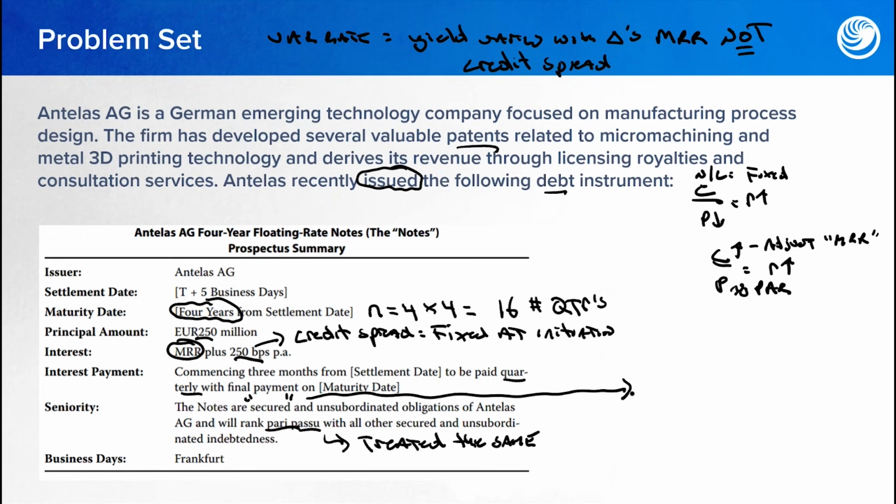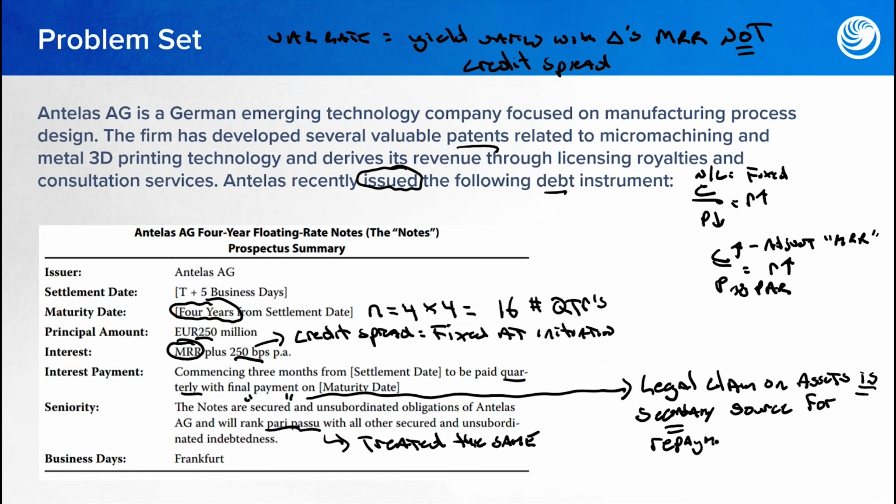So it's not asset-backed, okay? Legal claim on assets if this company defaults. They have a legal claim on the assets, and that's secondary in terms of the source of repayment. They should be repaying the interest and principal from the operating cash flows, or maybe they're going to refinance, whatever the case may be. But they simply have a legal claim on assets, and that is secondary. We're hoping they don't have to liquidate their PP&E, their patents, to generate cash to repay the debt.